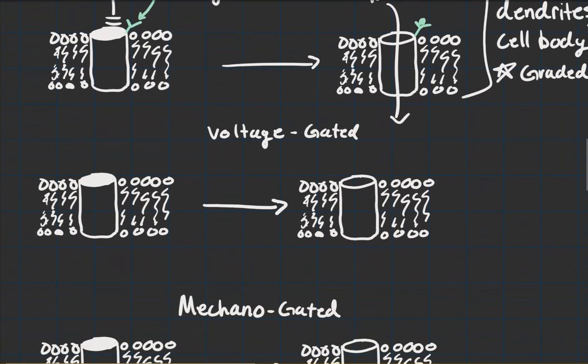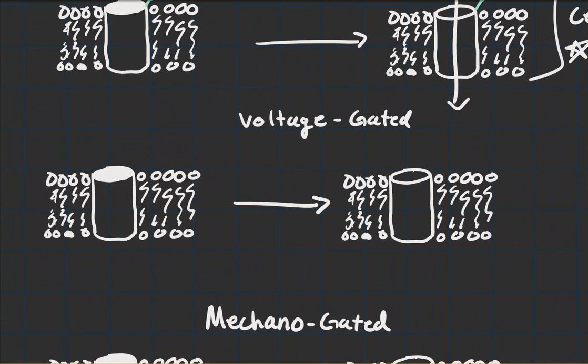All right, let's go down to voltage gated. Now this is where it starts to get a little bit more abstract. It goes further away from the lock and key analogy of a gate, but it's still a gate nonetheless. But this time the key to open it is a change in voltage.